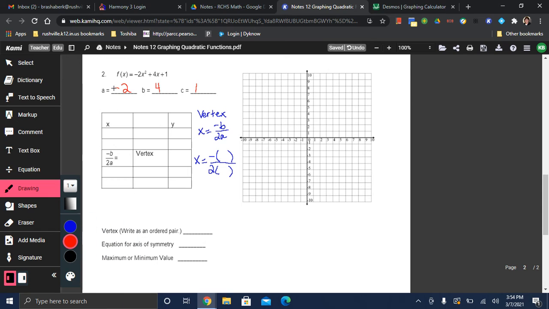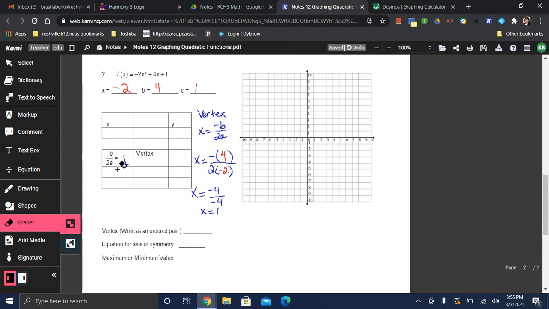So b goes first, it's -b, so we'll put the 4 here. On the bottom, a is -2. And so doing our calculation, we have -4 divided by, and then in the denominator, that's -4. A negative divided by a negative is positive. So we have positive 1 for the x value of our vertex.